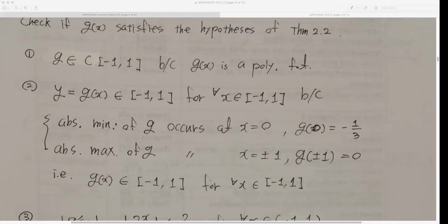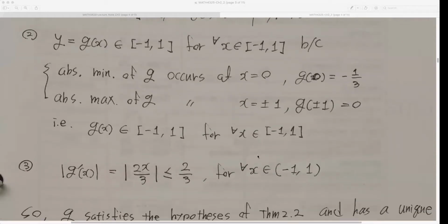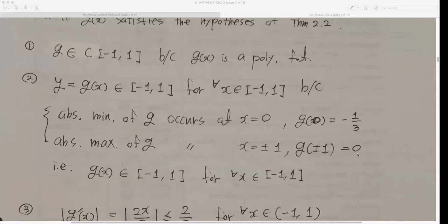And then we're going to evaluate function g at the endpoints negative 1 and 1. g of 1 and g of negative 1 turn out to be 0. So negative 1/3 must be the absolute minimum. The absolute minimum occurred at x equals 0, which is negative 1/3, and the absolute maximum occurred at plus and minus 1, which is 0. So the absolute maximum 0 and absolute minimum negative 1/3 are within the closed interval negative 1 to 1. So we can say the range belongs to the domain, the closed interval negative 1 to 1.